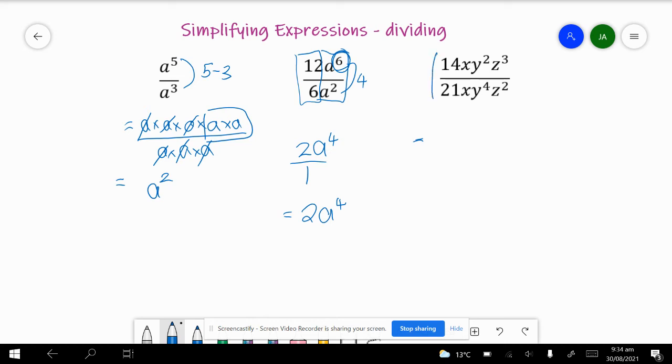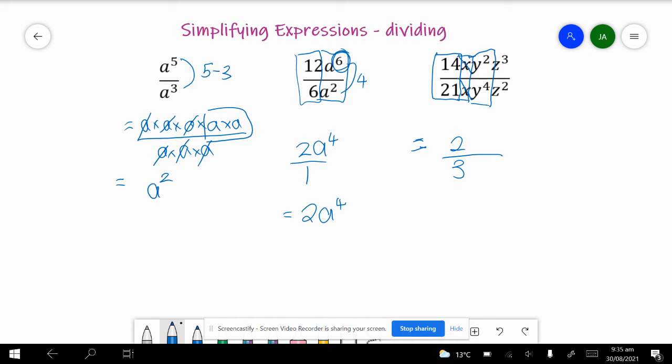Right, this next one. So let's look at the 14 over 21 first. The biggest number that divides into 14 and into 21 is 7. 14 divided by 7 is 2. 21 divided by 7 is 3. Okay, now let's look at our x's. Can you see that they're just x and x on the top line and bottom line? So they effectively cancel each other out, just like they did at the first one that we looked at with a. A divided by a is 1, x divided by x is 1.